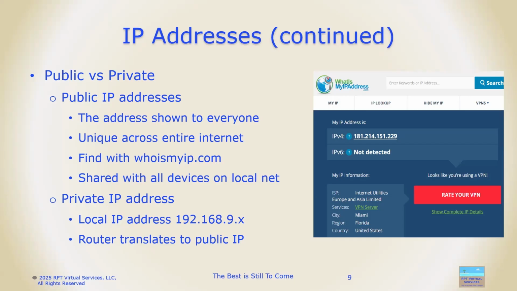On your local network, you have private IP addresses, and they'll all start generally with 192.168 dot something. It can be 0, 1, 2, 3, 4. But then the last one is your actual computer address. And the router is the one that translates that.